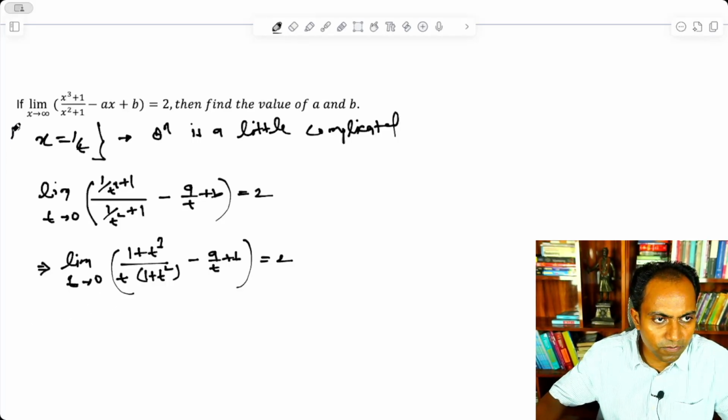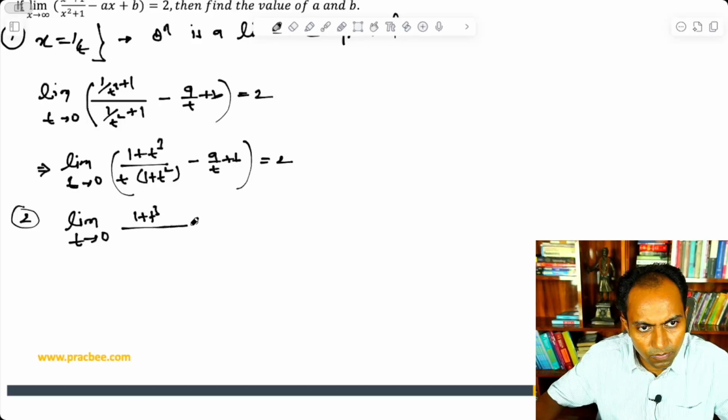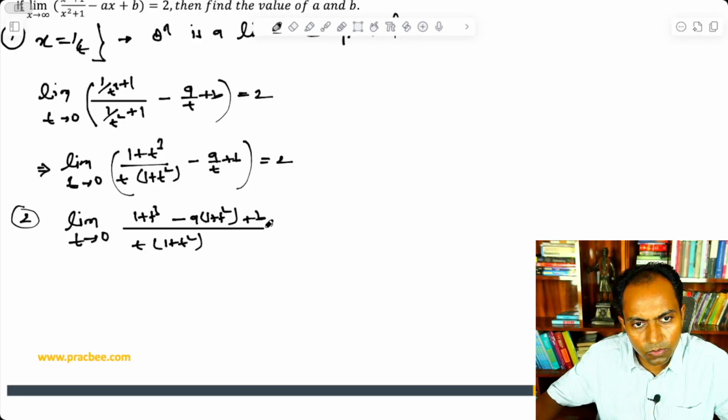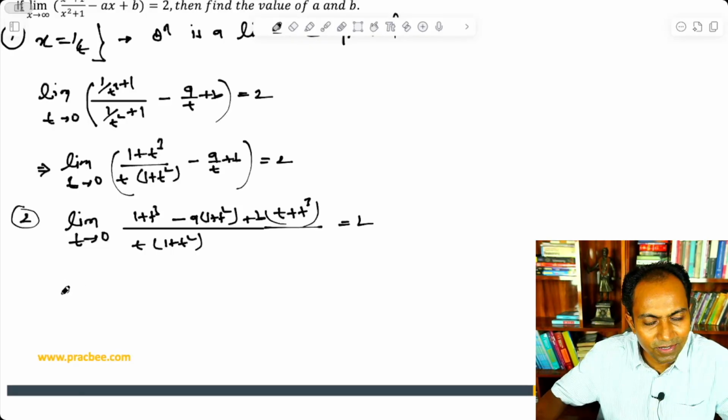So this was my step 1. In my step 2, it would make sense to take LCM, because when we take LCM in the case of infinity minus infinity form, it becomes 0 by 0, infinity by infinity form. If I take LCM, this becomes 1 plus t cube. The denominator would be common now, t into 1 plus t square. So this becomes a into 1 plus t square. The last term will become b into t into, so this t if I multiply, t plus t, and this value is equal to 2. So once I have done this, now it has become 0 by 0 form. Let us simplify it to observe it better.